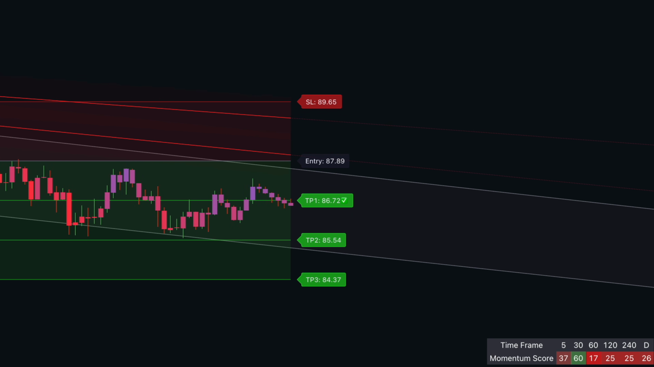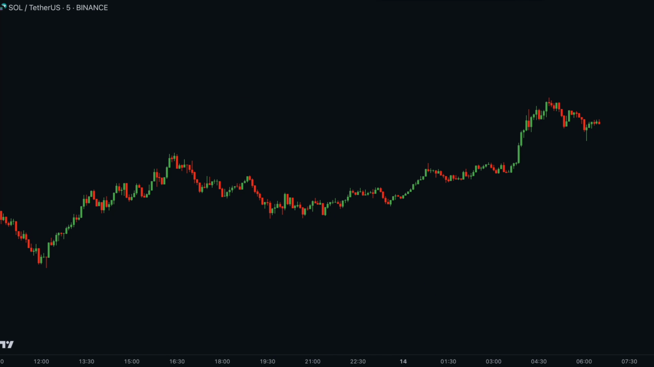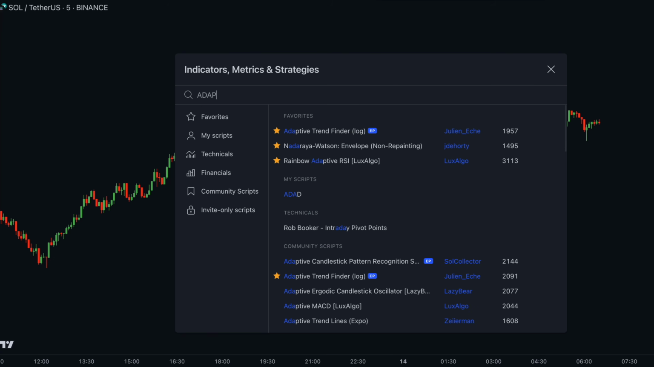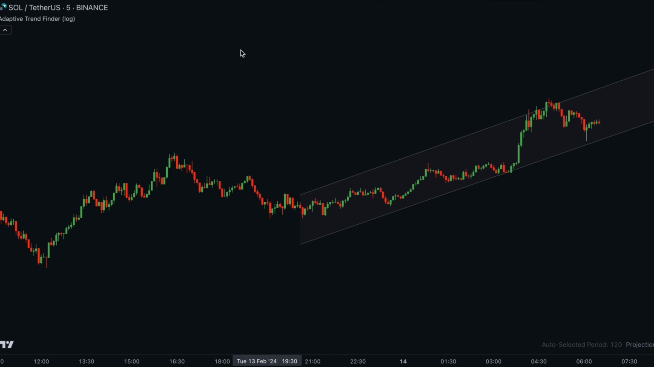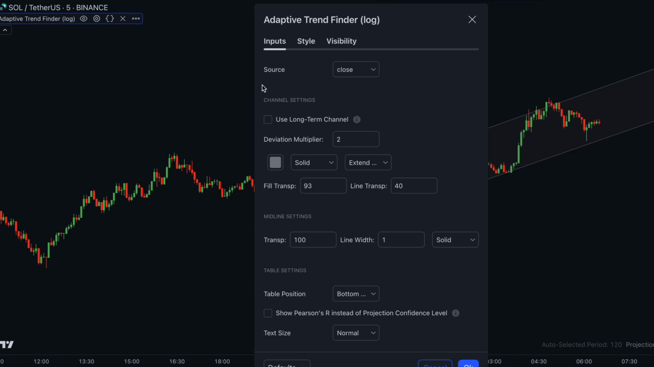In the final part of the tutorial, I'll show you how to install and set up the indicators for this strategy. Open the indicators and search for Adaptive Trend Finder. Pick this one by Julian Eche. Open the indicator settings and change the channel to long term.